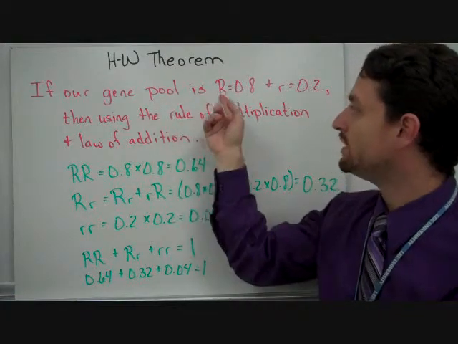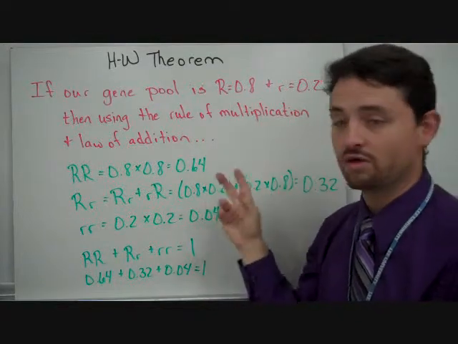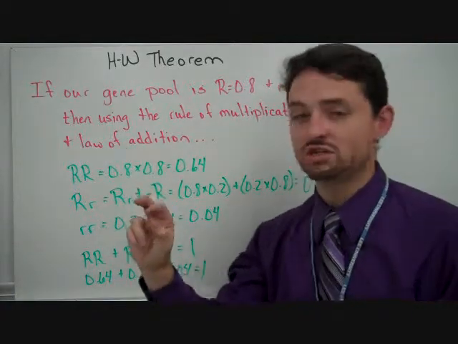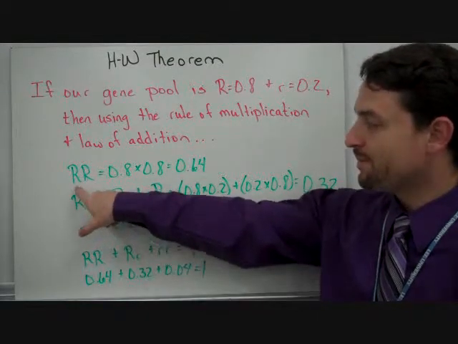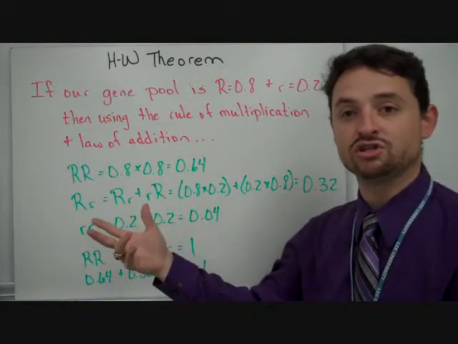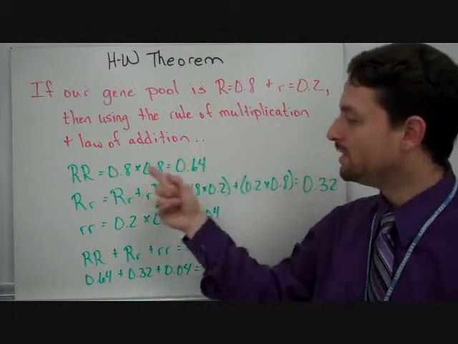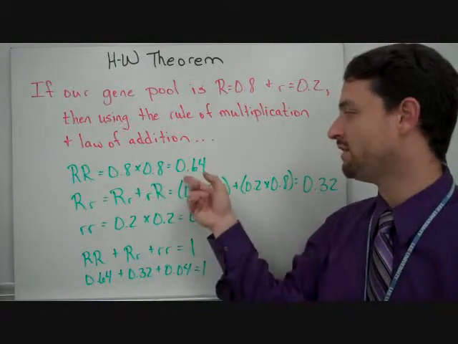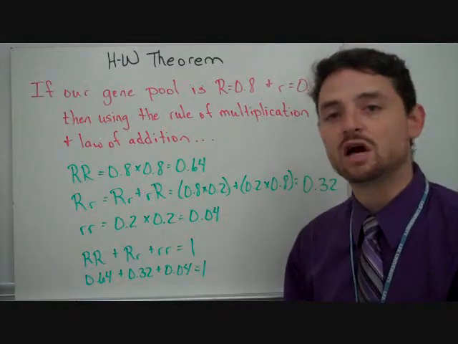So if our gene pool is the big R allele is 0.8 and the little r allele is 0.2, and I've showed you how that calculation takes place, then using the rule of multiplication and the law of addition, we can determine some other things about this population. We can say, well, the big R individuals in the population, then each additional generation from there, if this is the frequency of the allele, then 0.8 times 0.8 would give us a frequency of big R individuals in the population of 0.64, or 64% of the individuals should be homozygous dominant.